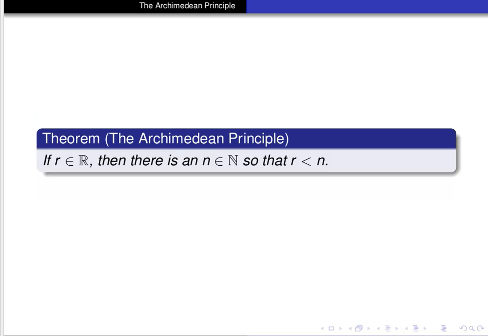So to precisely state the Archimedean principle, it goes as follows. If R is a real number, then there's a natural number n so that R is less than n. Okay? So for any real number, we can find a larger natural number. That's what we want to prove. And we're going to prove it by contradiction.